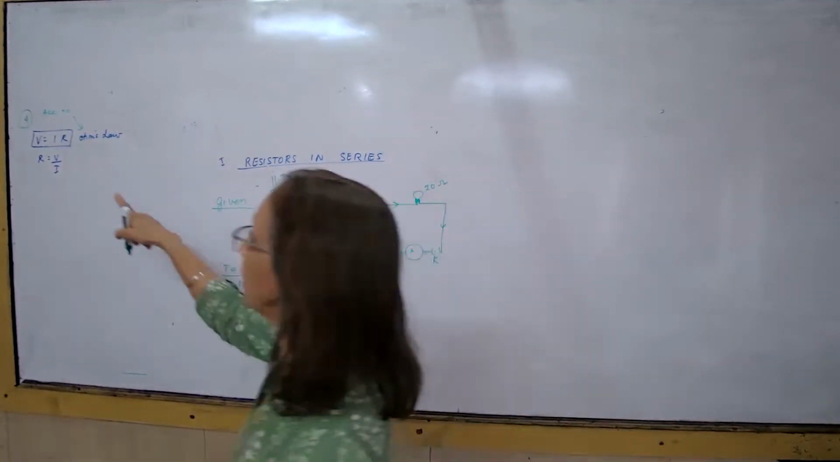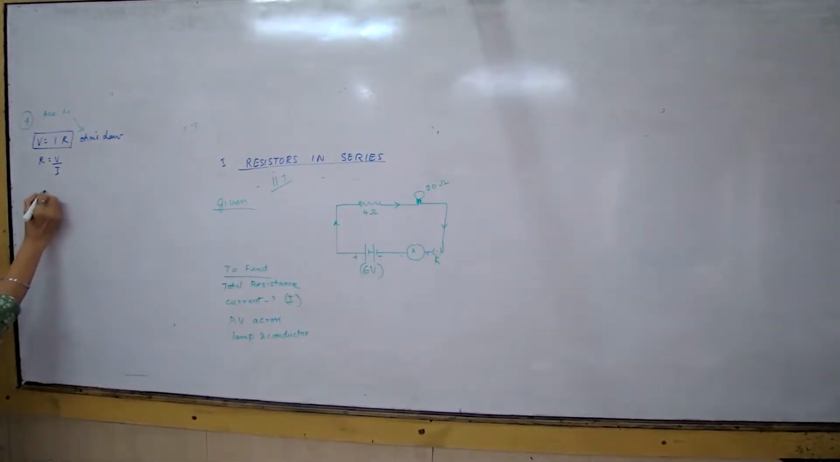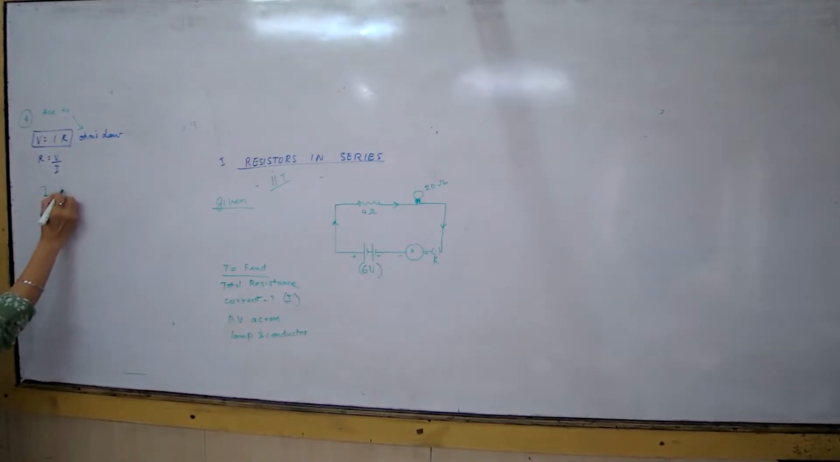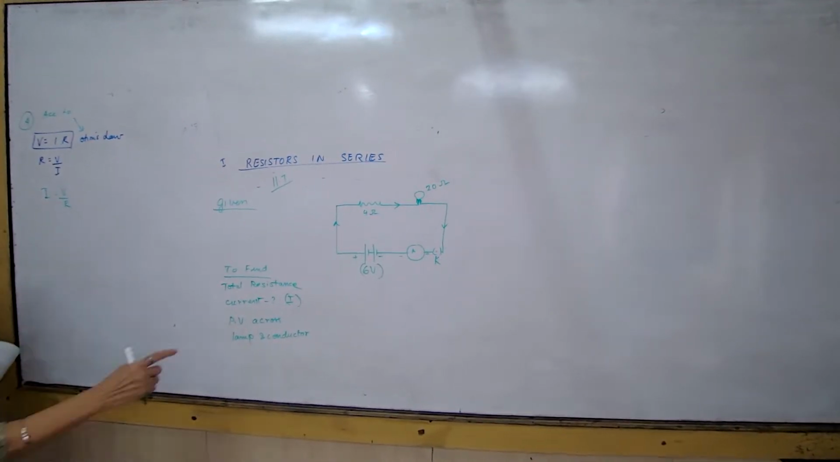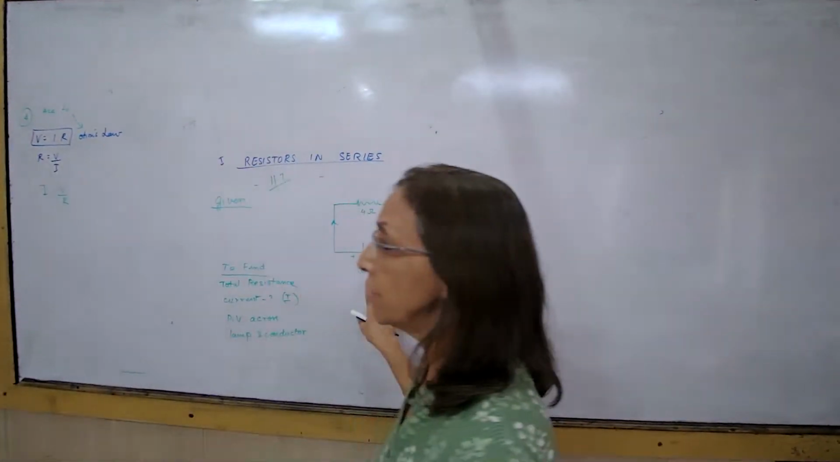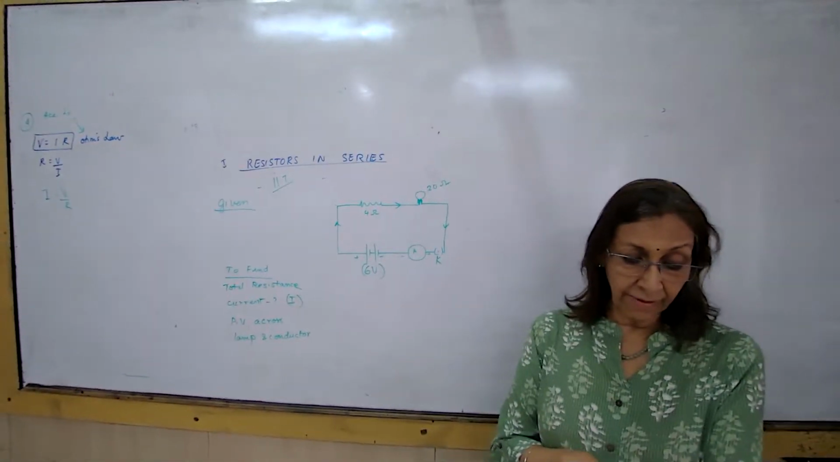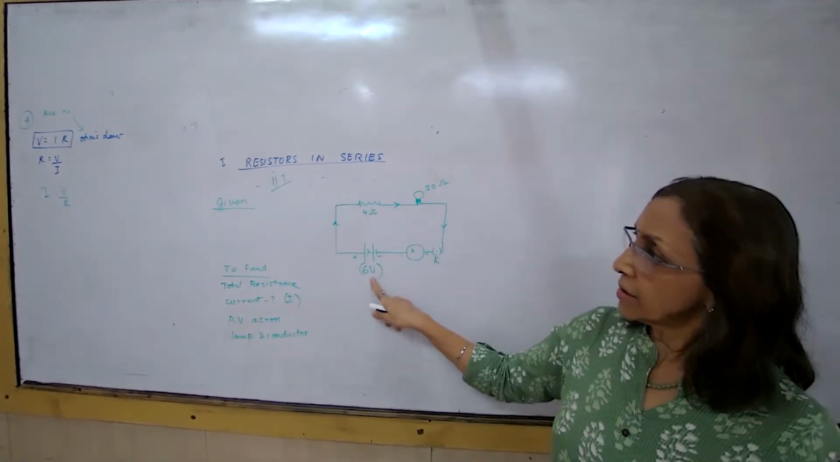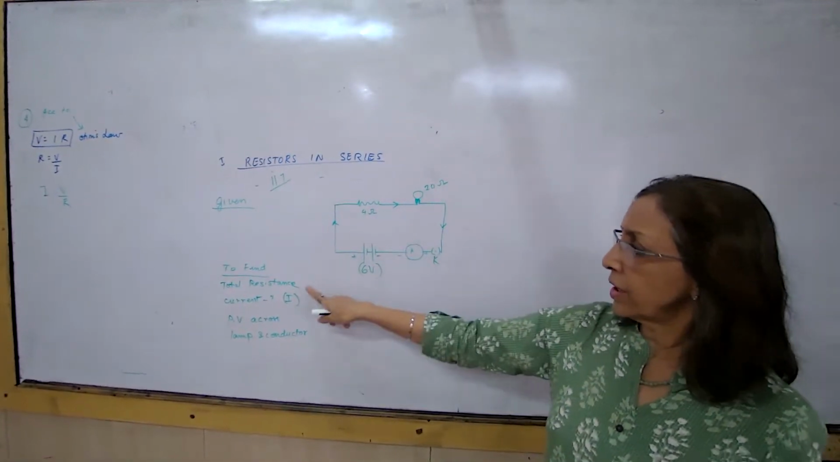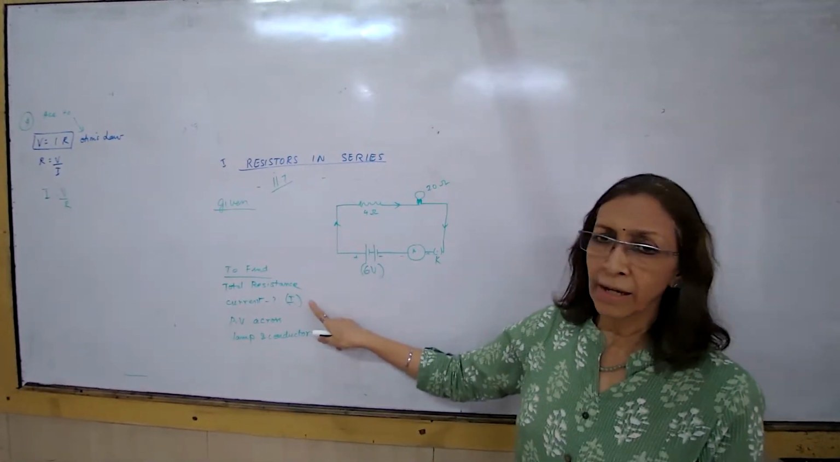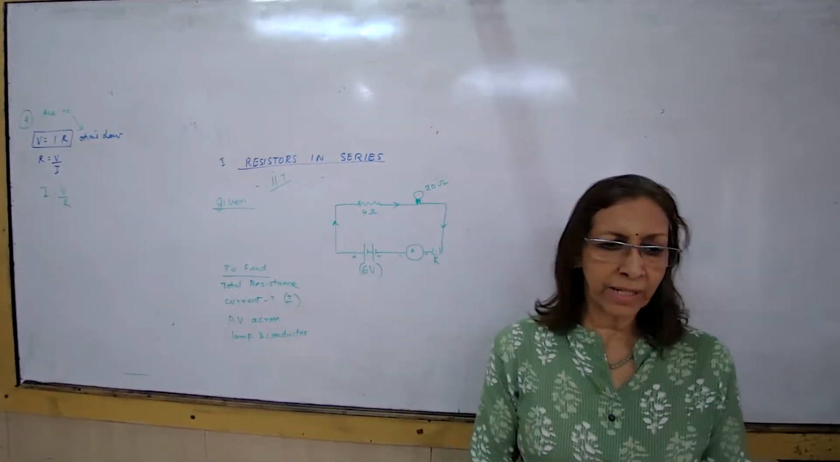How can you find out I? This formula. I is equal to V upon R. V is already given here. See, 6 volt is given. So V is known. R we already know it is 24. I can calculate. Come on, do it stepwise.